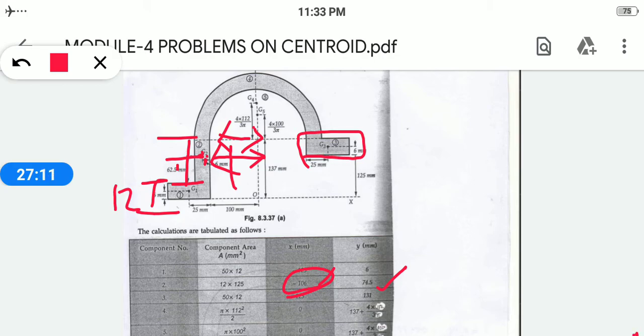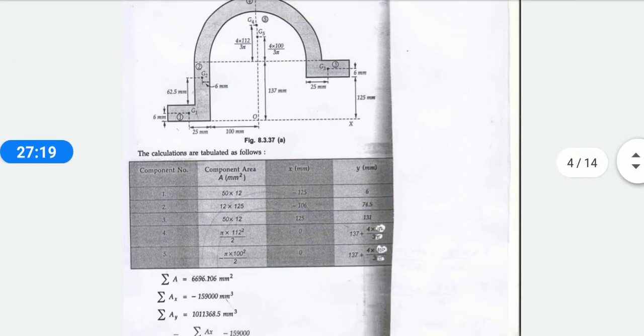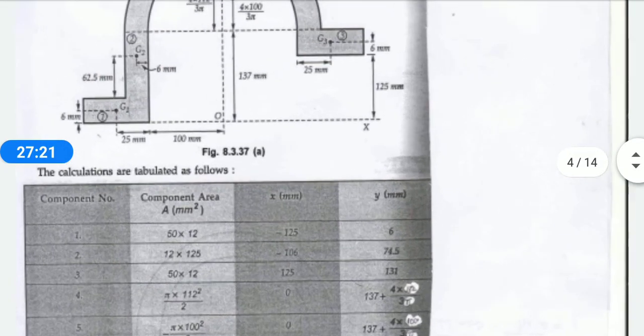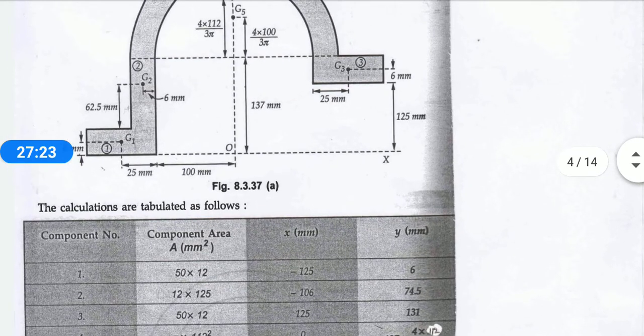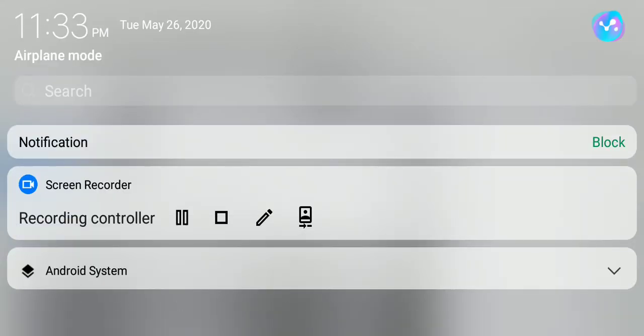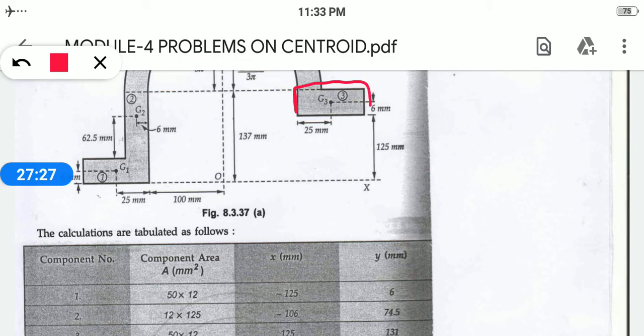Got it? X is from your... sorry, this third one is like your 50 into 12. How had they taken 50 into 12? This thing is your 50 and this depth is your 12. So 50 into 12 is mentioned over here.